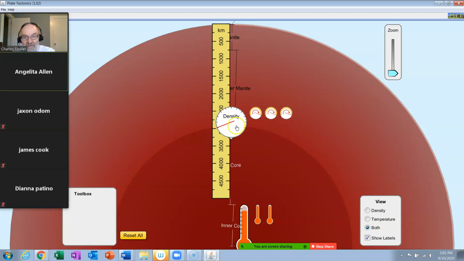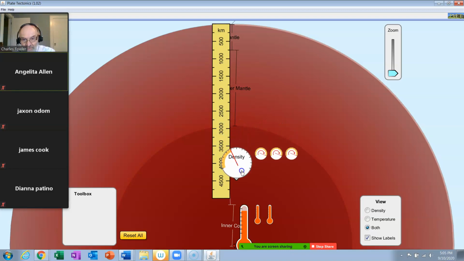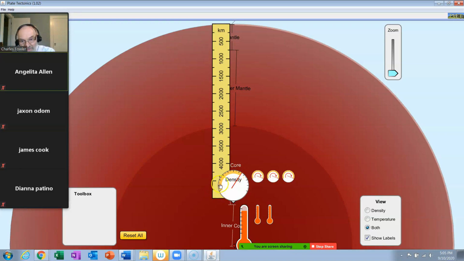Okay. Move the density meter to the lower part of the outer core and estimate the density there. Lower part of the outer core. That would be right around there. Right? The density, that's 300. Wait, I'm sorry. No, wait. 30, I'm sorry. 30, 1, 2, 3, 4, 5, 6.